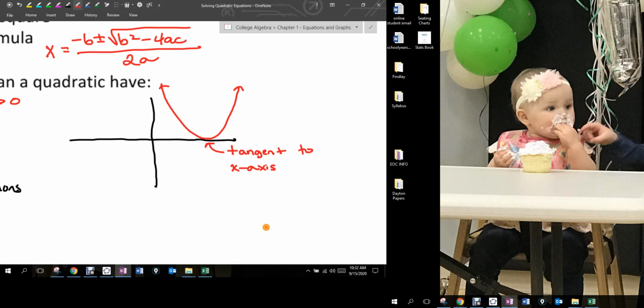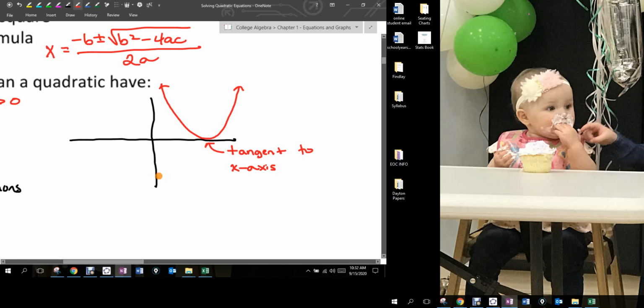You remember what tangent means? Touches one time. Okay, we talk in geometry about circles, but it doesn't have to be circles. It could be anything that is a curve. It can be tangent to really anything else that is either a line or a curve as well. Okay. How many x-intercepts would you have there? You would have 1. So 1 real solution. Okay.